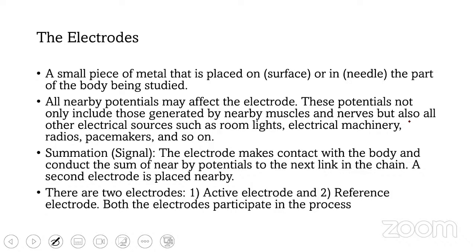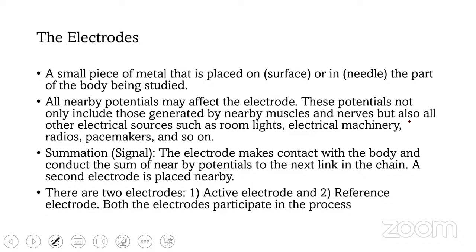What are electrodes? These are a small piece of metal that is placed on our surface or in the part of the body being studied, that's the needle EMG. All nearby potentials may affect the electrode. So the potentials not only include those generated by nearby muscles and nerves, but also all other electrical sources such as room lights, electrical machinery, radios, pacemakers, and so on. Very difficult to do studies in ICU.